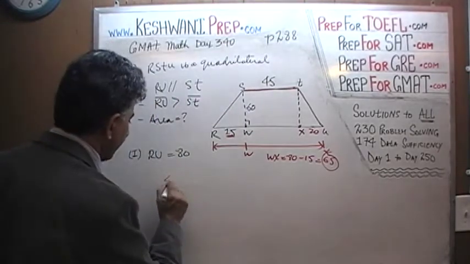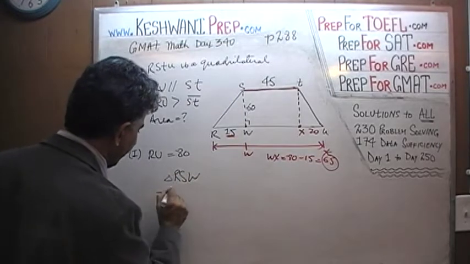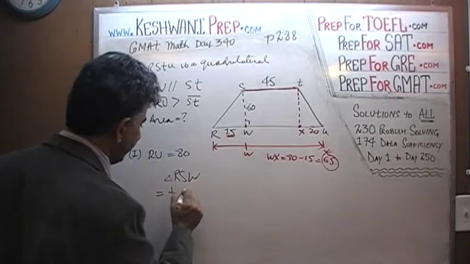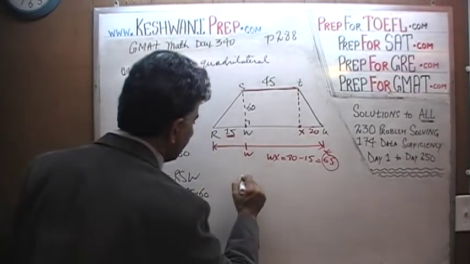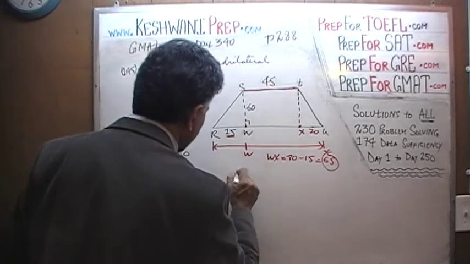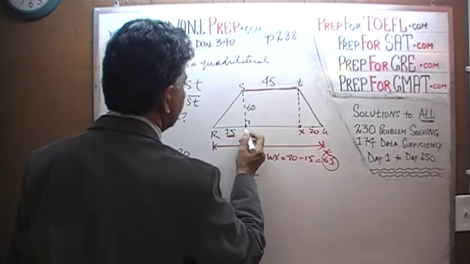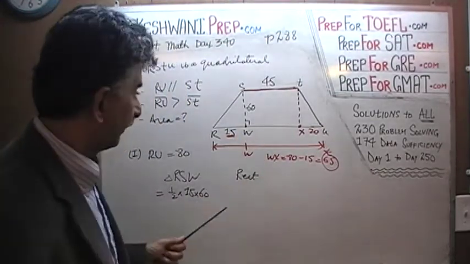First, the area of the triangle RSW is going to be 1/2 base, which is 15, times the height, which is 60. Then we figure out the area of the rectangle in the middle. This part that we're doing right now, we will not do in the exam. I'm just showing you here just for the sake of showing you.